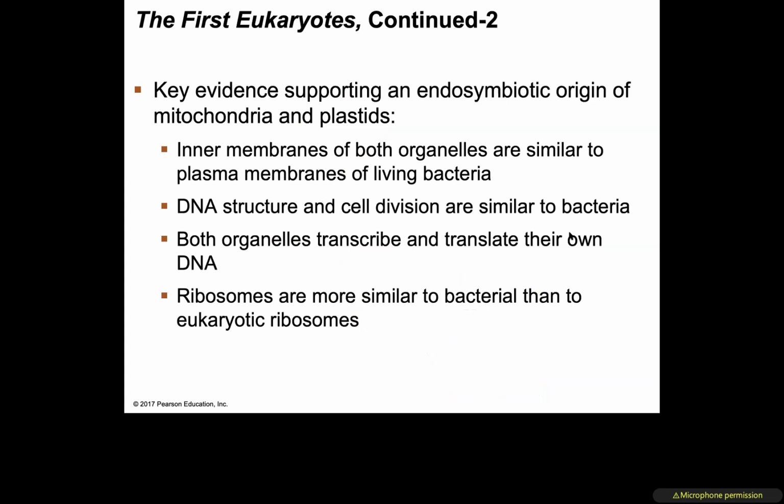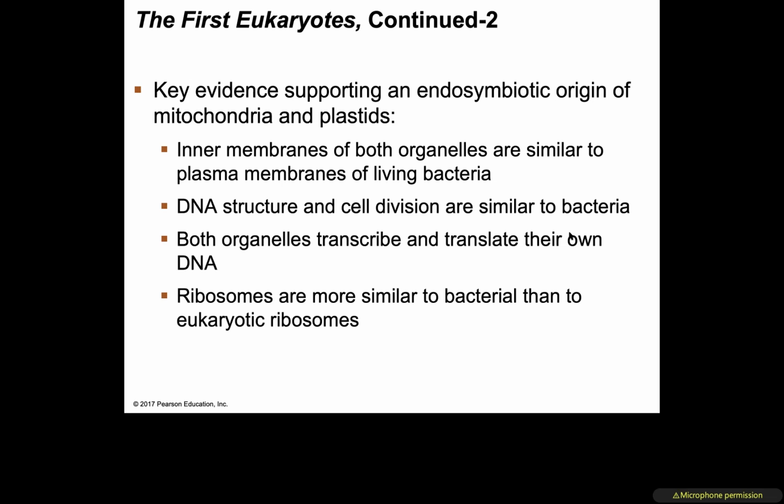So your first eukaryotes, there's key evidence supporting that endosymbiotic origin of your mitochondria and your plastids. First, like I told you, the inner membranes of both of your organelles are going to be similar to plasma membranes of living bacteria. Like I told my Bio 111 class, the inner membranes of the bacteria are similar to that of the mitochondria and chloroplast.